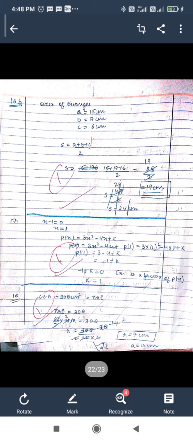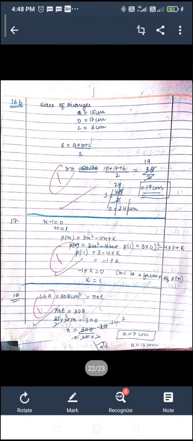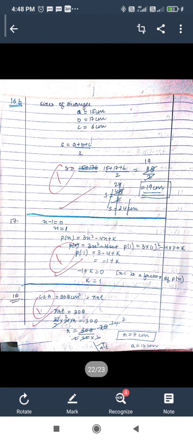Next question is, we have to find the radius. Curved surface area is given, 308, and slant height is given. So pi RL is equal to 308 and slant height L is given 14, so R will be 308 upon 22 into 14 upon 7, so we will get the value as R is equal to 7 centimeter.